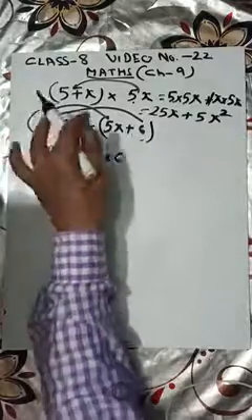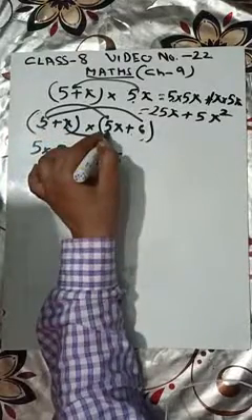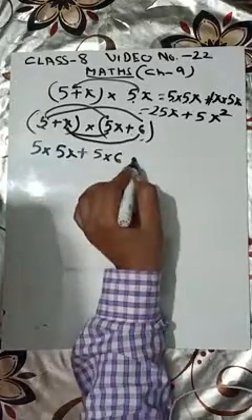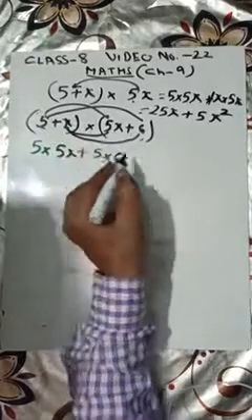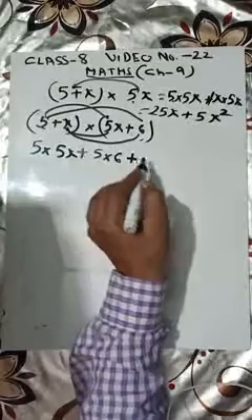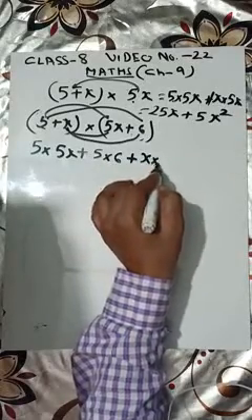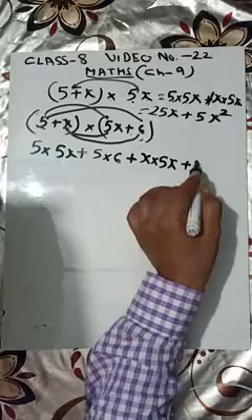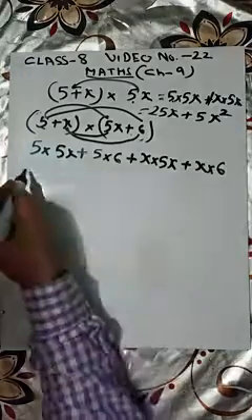Now let us take x. x is going to multiply with 5x, and x is going to multiply with 6. So it will be plus, and this is also plus, so the answer will be plus. Now x multiplied by 5x, and then plus x multiplied by 6.